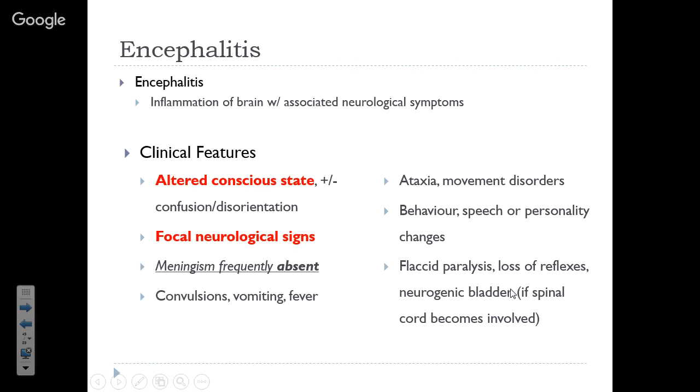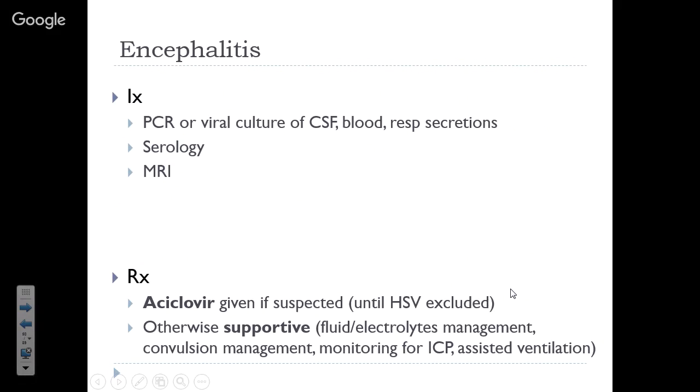So encephalitis, main clinical features, again, altered conscious state, focal neurology. If they've got either of those two, you'd be more suspecting encephalitis rather than viral meningitis. Meningism, so photophobia and neck stiffness, is actually frequently absent in encephalitis. If the spinal cord does become affected, you can also get areflexia, paralysis, and neurogenic bladder as well. Investigations-wise, PCR, lumbar puncture or viral culture, serology, and MRI is actually indicated in this case as well. Treatment-wise, acyclovir is given initially, but otherwise, again, it's supportive management for encephalitis.